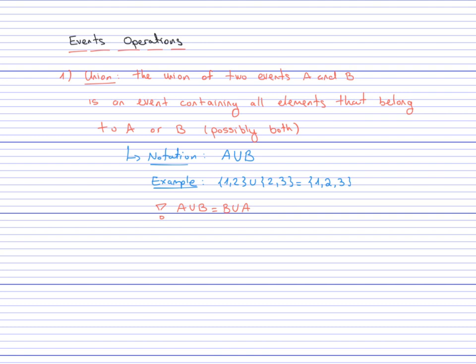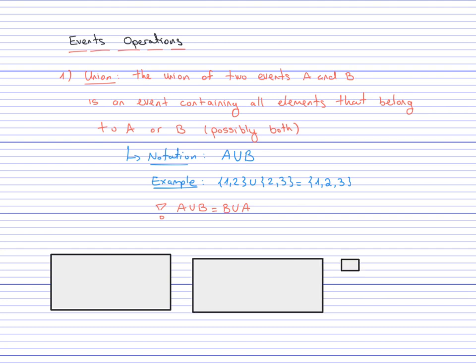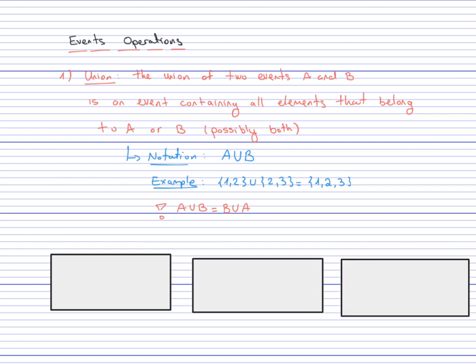I'm going to do three different Venn diagrams. Let's say that A looks like that and B looks like that. Here you can see that there are a few elements that belong to A and also to B. So when I say A union B, you need to take into account all the different elements of A or all the elements of B, and even those that are in both of them.